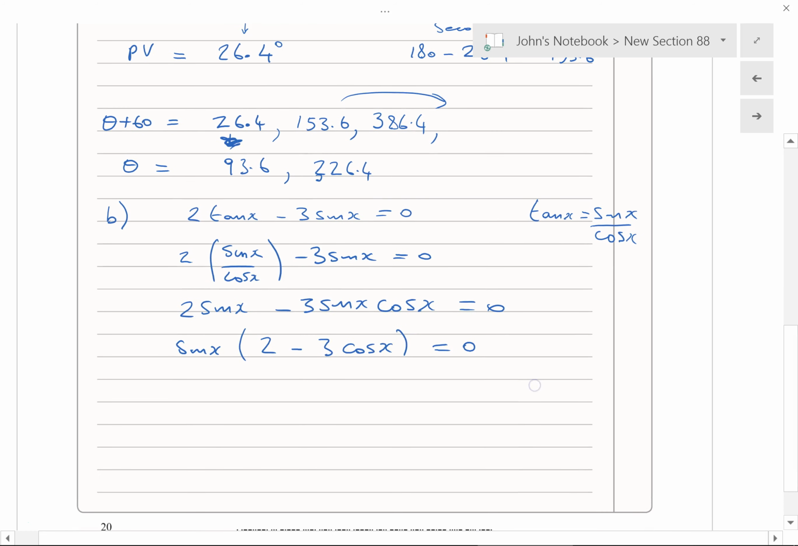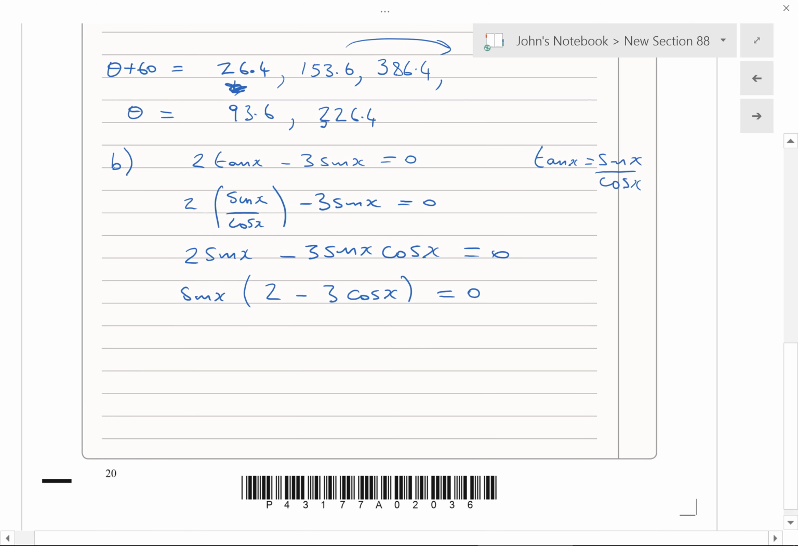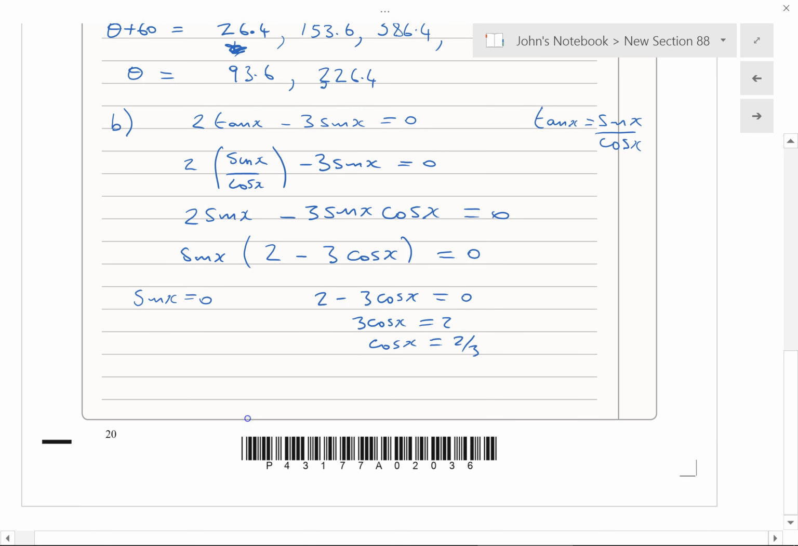So we end up solving two equations effectively, because we end up with 2 sin x (something) equals 0. So we end up with sin x equals 0 and 2 minus 3 cos x equals 0. So this gives me 3 cos x equals 2, cos x equals 2/3. So we're solving these two equations.